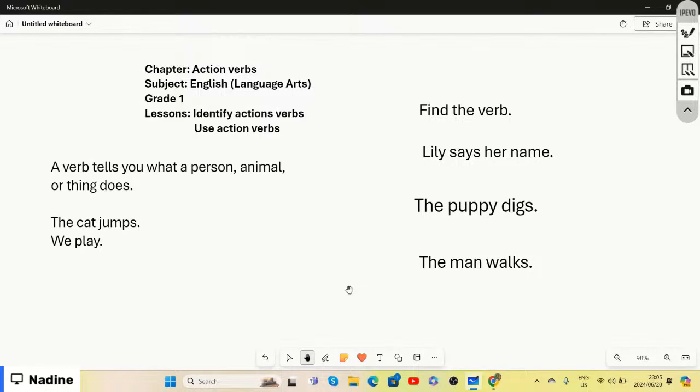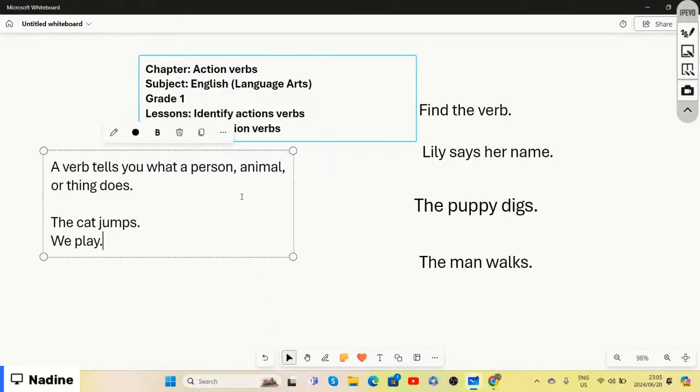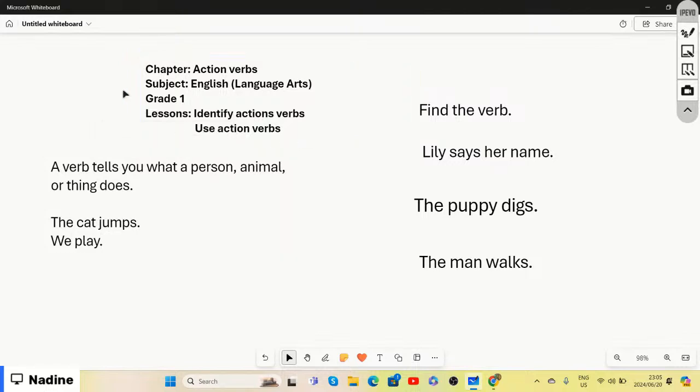All right, so our chapter is action verbs. Our subject is English Language Arts, grade 1. The lessons that we're going to be focusing on are to identify action verbs and to use action verbs. This is a continuation of our previous lesson where we also did action verbs. So we're just going to continue, using the action verbs in creating a sentence, as well as identifying verbs within our sentence.